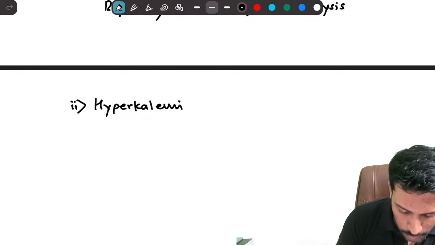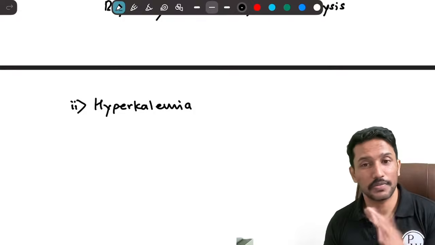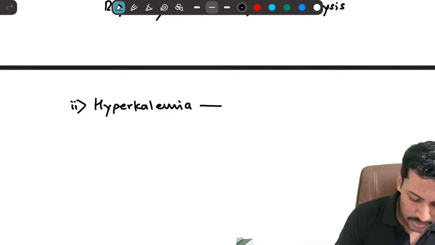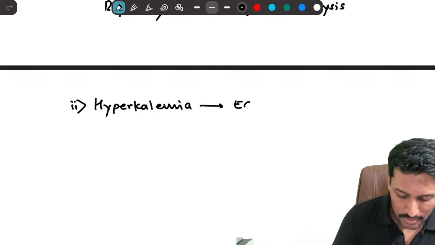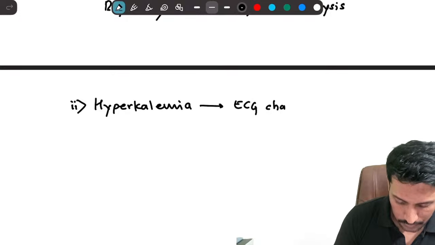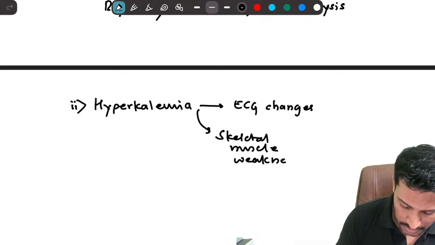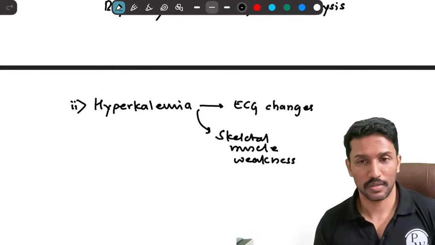Because elimination of this potassium is a function of the kidney, and if they are dysfunctional, we are not able to eliminate it. So what can hyperkalemia lead to? It will lead to ECG changes and skeletal muscle weakness. So this patient can become paralyzed because of hyperkalemia.